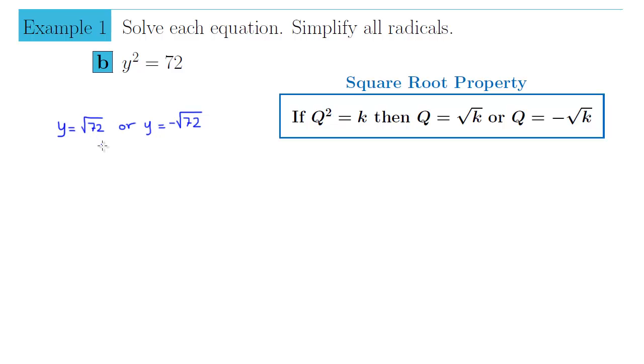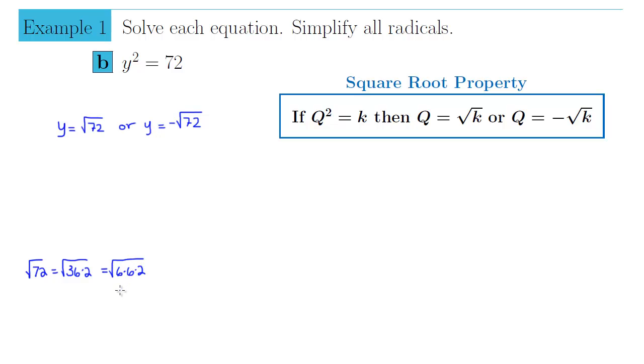Now, 72 is not a perfect square. Therefore, we have to do a little work in order to take the square root of 72. Let me do that down here. Square root of 72, well, that's equal to 36 times 2. I know that. And if we like to break it down farther, we can see that 36 is a perfect square.